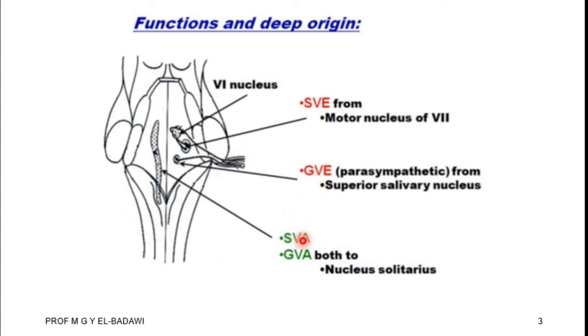Special visceral afferent fibers, the taste fibers, and general visceral afferent fibers. These are the four functions of the facial nerve. The deep origin, the nuclei of origin: the motor nucleus of the facial for the special visceral efferent, the superior salivatory nucleus for the general visceral efferent, and the nucleus solitarius for the afferent groups.